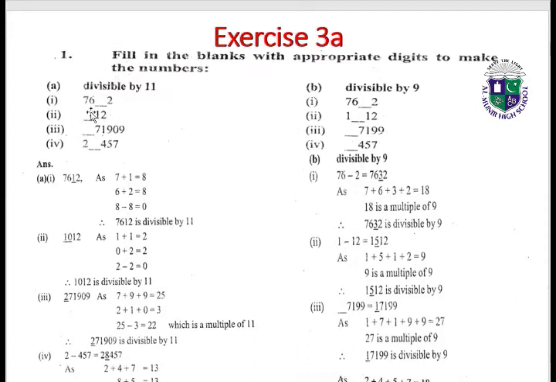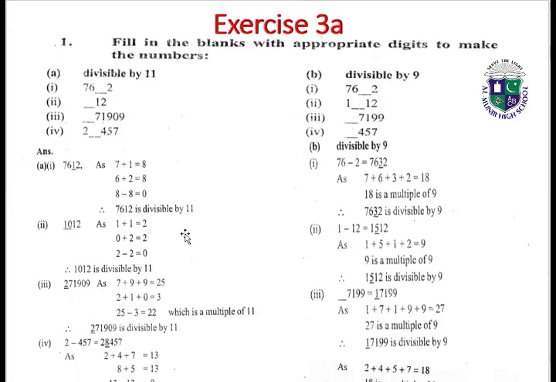Divisible by 11. 7, 6, missing number, 2. Question numbers 2, 3, 4, A part and B part. Let's start with A part. Part 1. 7 plus 1 equal 8, 6 plus 2 equal 8, 8 minus 8 equal 0. 7612 is divisible by 11.